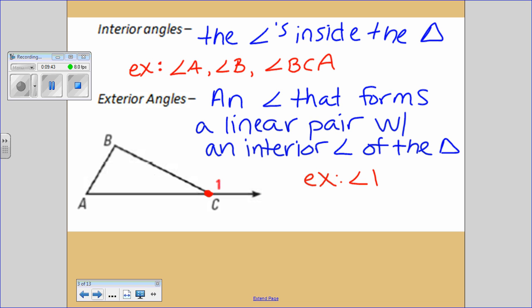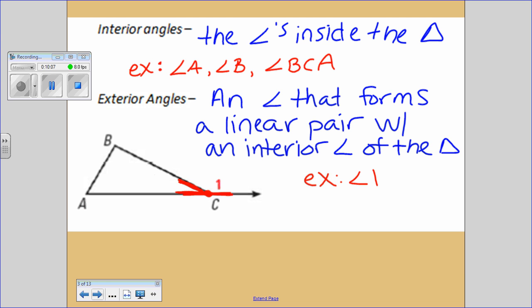I just named all three for you. Which one has C as its vertex? Angle A, angle B, or angle BCA? Oh, angle BCA. Thank you. Angle BCA. That is what makes a linear pair with angle 1. That's the angle it's attached to.